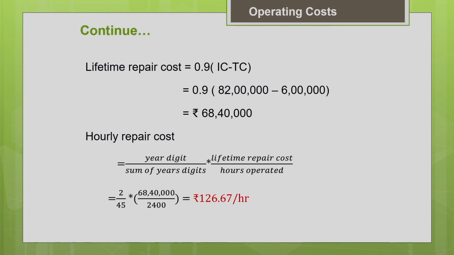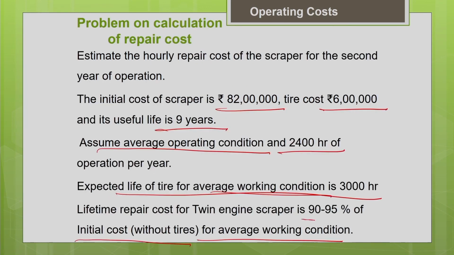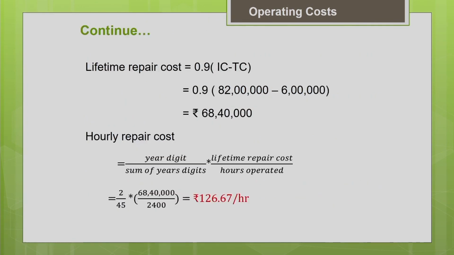Now, let us estimate the lifetime repair cost. It is given as 90 to 95% of the initial cost. This value I am just taking as 90%. So, 0.9 into initial cost minus tire cost. 0.9 into 82 lakh minus 6 lakh. It comes around 68 lakh 40,000. That is your lifetime repair cost.